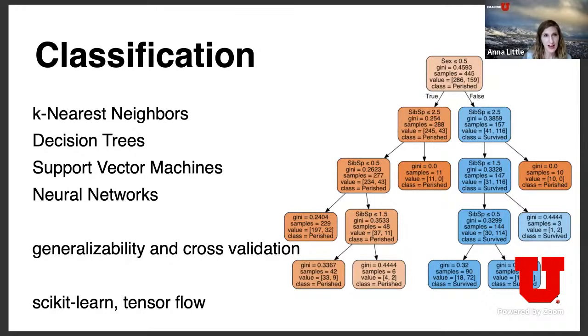Okay, we also talked about classification. Here we're still talking about supervised learning for classification now, not clustering. And we learned a number of different methods for this: k-nearest neighbors, decision trees, support vector machines, and neural networks, which are more and more popular these days. And we looked at some general topics, including generalizability and cross-validation, which are important for all of these methods, and also looked at implementing them in scikit-learn and using TensorFlow for neural networks.